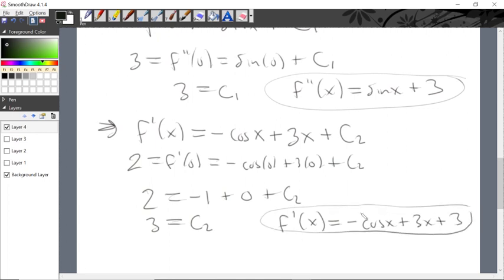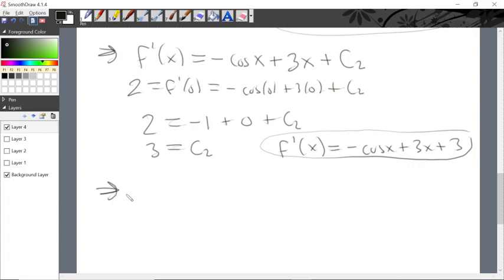And we should be able to check that the derivative of our f prime would be this f double prime right here, sine of x plus 3. So now let's find f of x, starting with the general function f of x, the general antiderivative then of our f prime. So what function would be the antiderivative of negative cosine x? Well, we can factor out the negative, and then the function whose derivative is cosine would be sine, so negative sine of x.